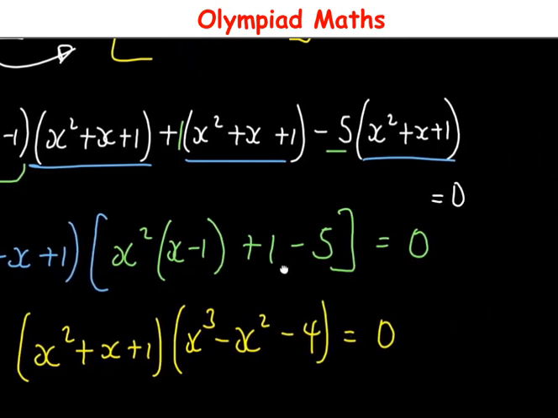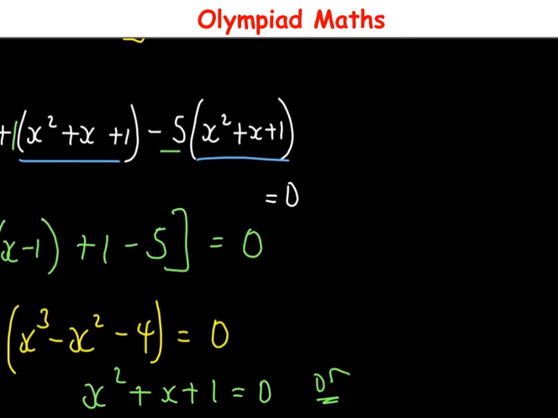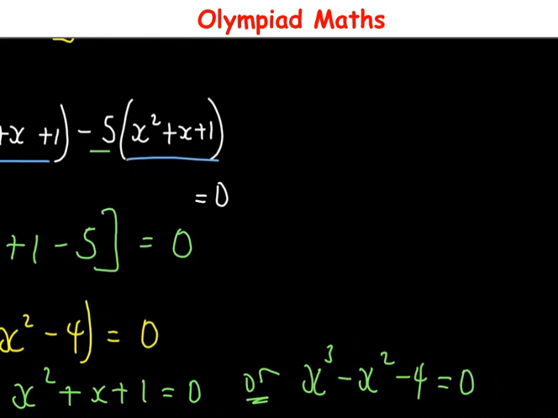And with this, we can equate this equation to 0. So we have that x squared plus x plus 1 equals 0, or the other equation, which is that x raised to power 3 minus x raised to power 2 minus 4 equals 0. Okay, so let us solve the first equation, which is x squared plus x plus 1 equals 0.